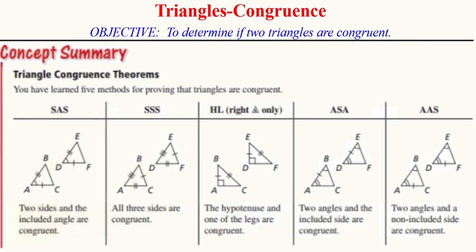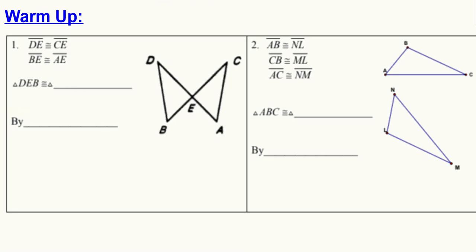In our previous lessons, we were working on determining triangle congruence, looking for given information to see if it met the requirements below: side, angle, side; side, side, side; hypotenuse, leg, remember that's only for right triangles; angle, side, angle; and angle, angle, side. So let's take a look at a couple practice problems that we've been doing in the past and see how we can use those to help us move forward, determine if triangles are congruent.